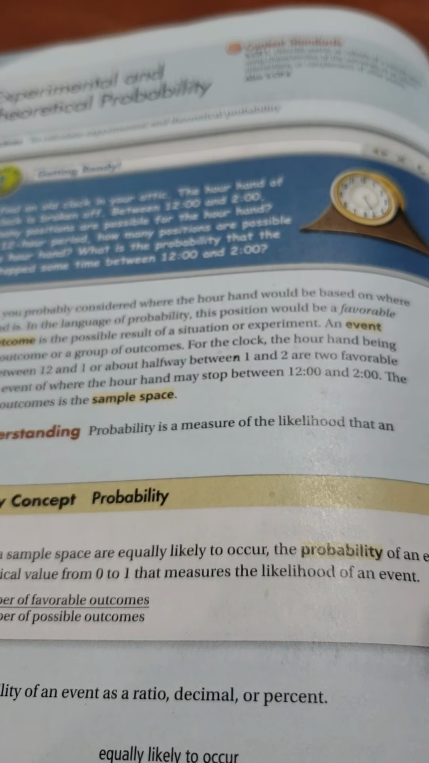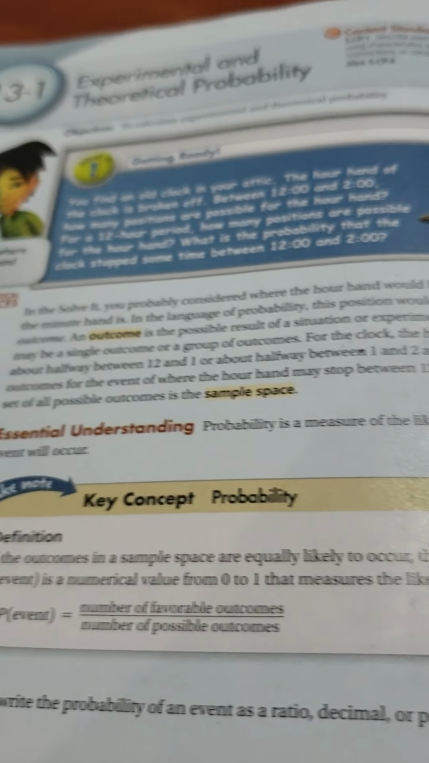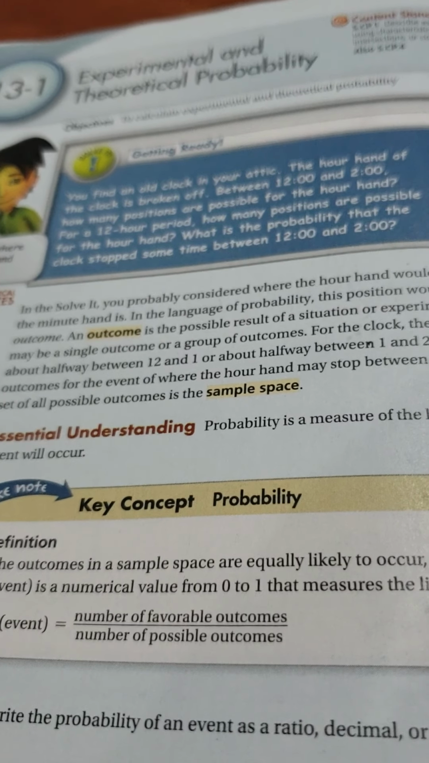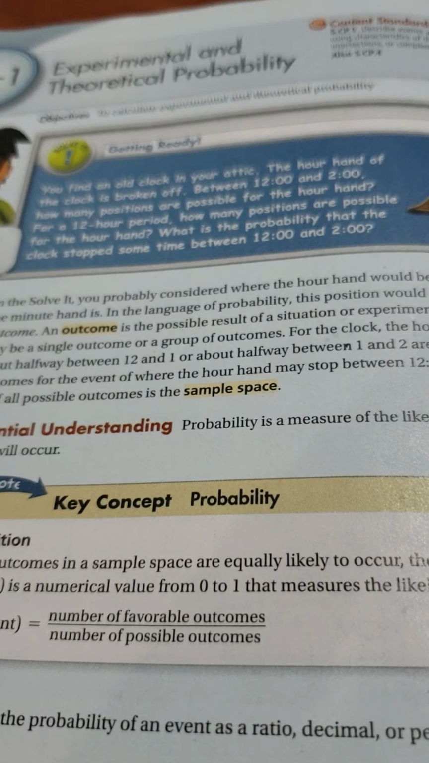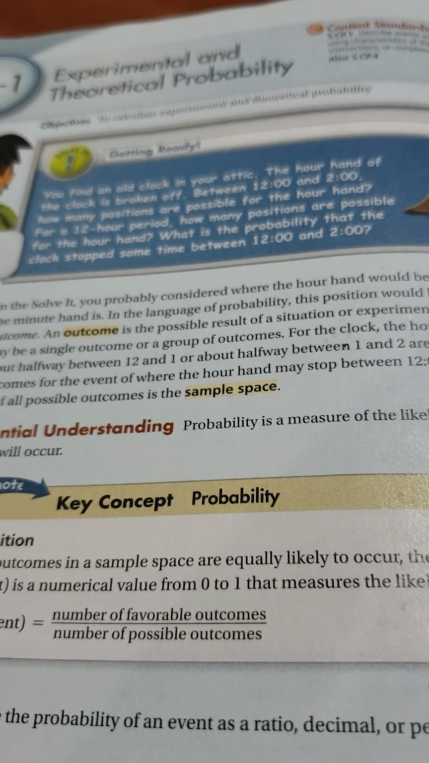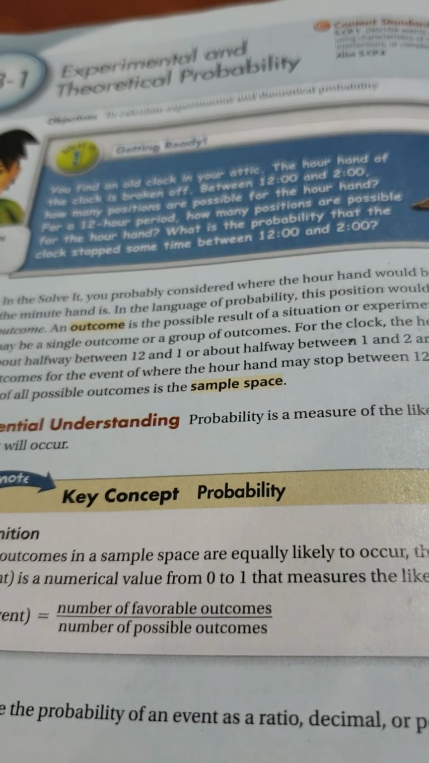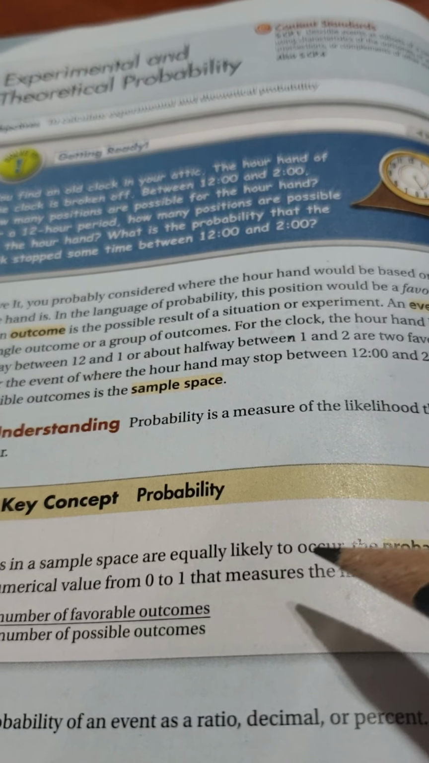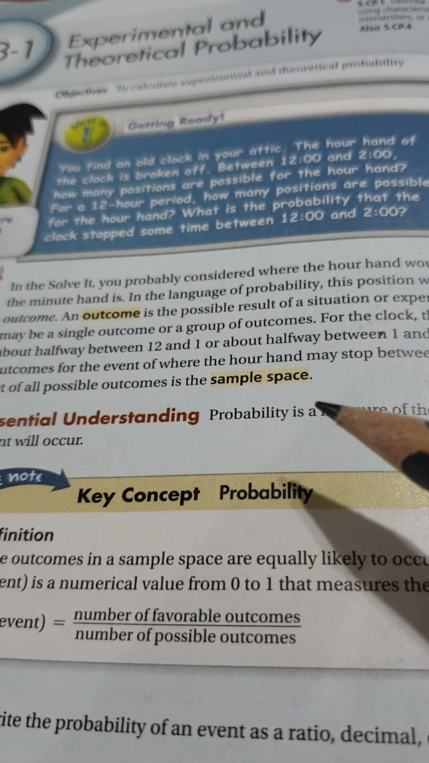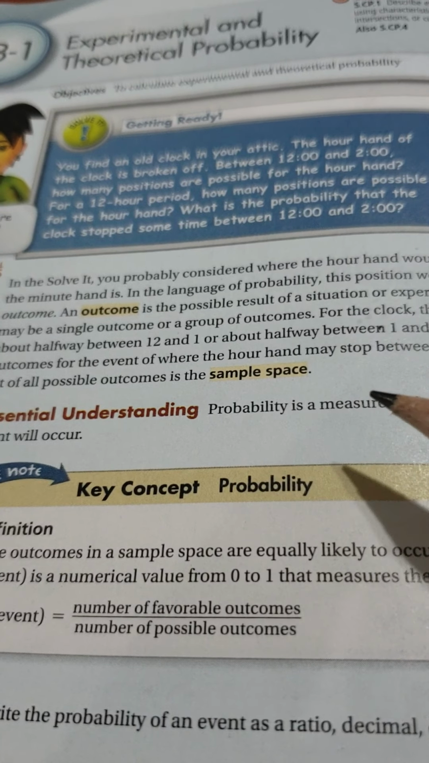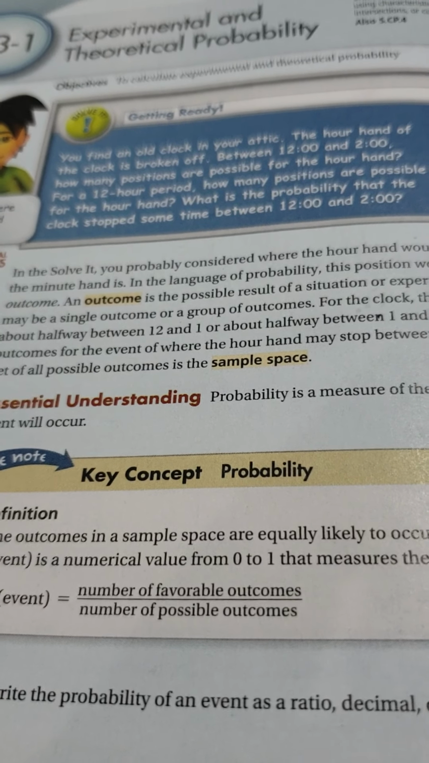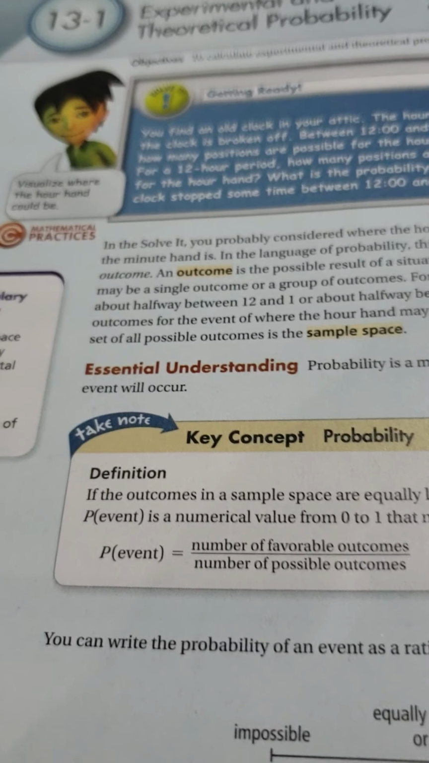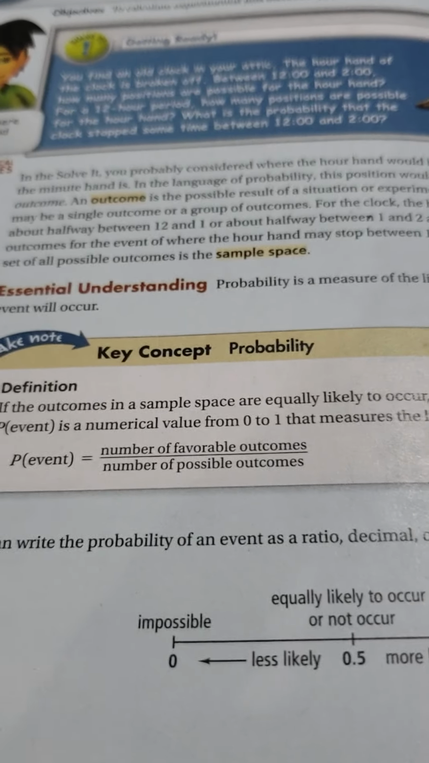Now, an event is maybe a single outcome of a group of outcomes. If we are doing that thing with the coin, well, if we choose only one, that is the event. What is the result of that? And the other one is sample space. That means all the possible outcomes that we have. We have the shield and we have the numbers.